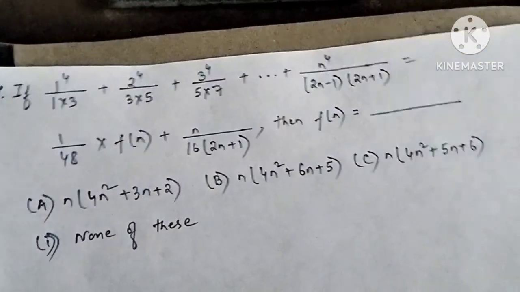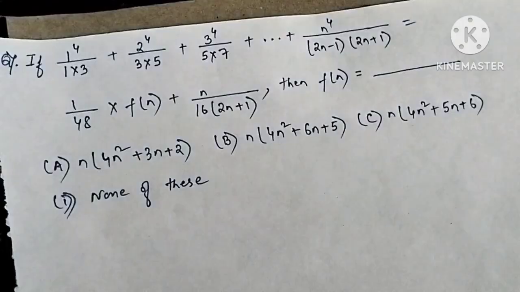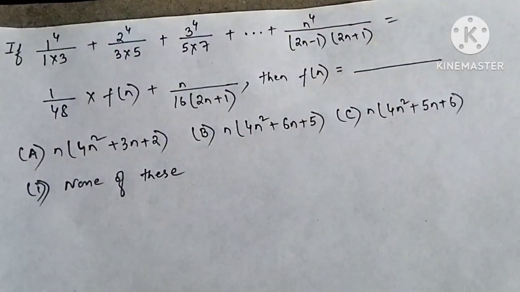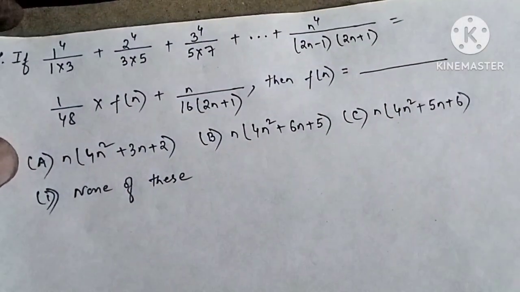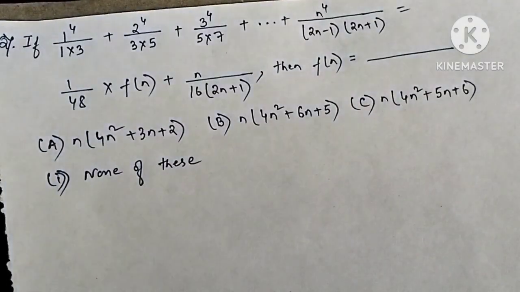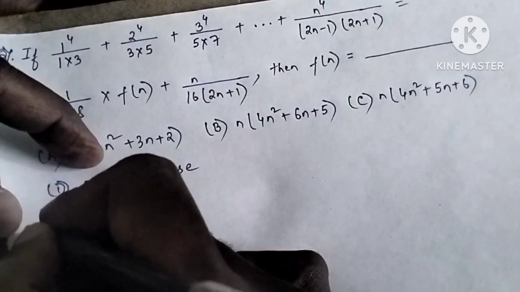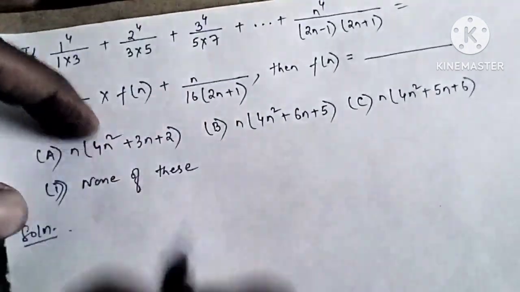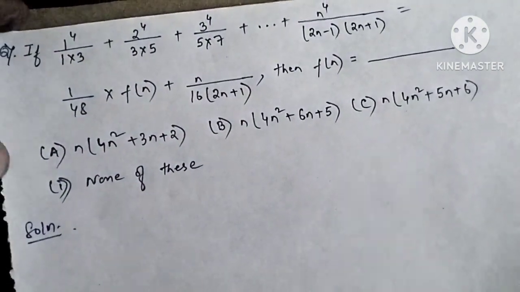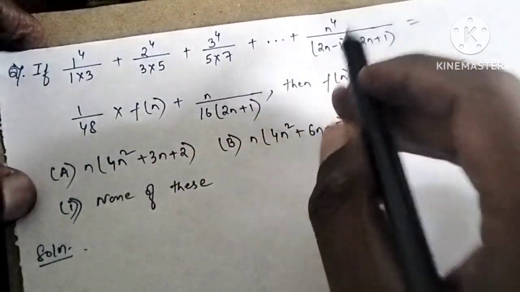So see how to do this kind of sum. This is a very important sum for joint entrance aspirants, who are willing to give JEE. So see here, it is the first term, it is the second term, it is the nth term.